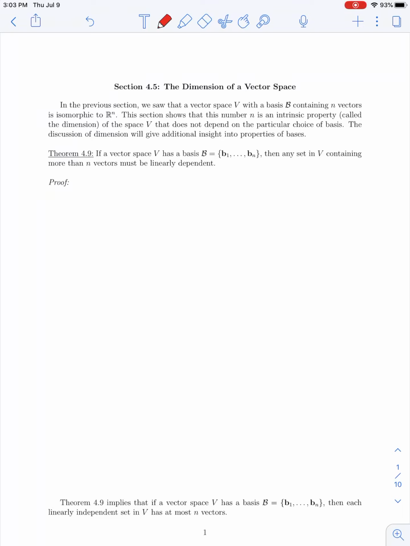Okay, in today's lecture, we're going to cover the first part of the section 4.5 material on the dimension of a vector space. So in our previous section, 4.4, we had seen that a vector space V, which has a basis B consisting of n vectors, is isomorphic to Rn.